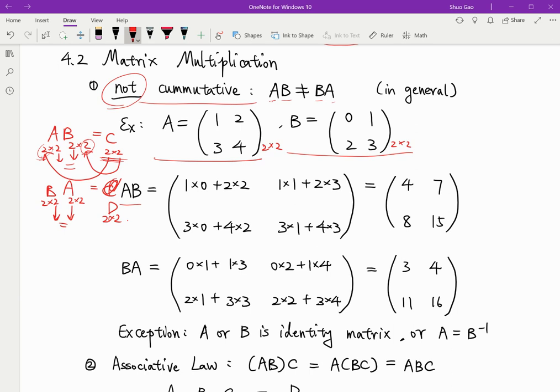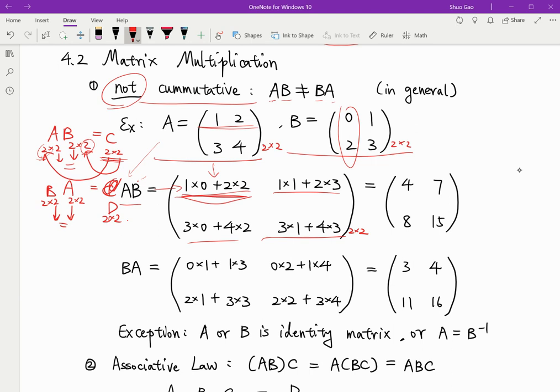So A times B, as I said, is a 2 by 2 matrix. So we have 4 elements here: the first element, second, third, and fourth, right? When we are calculating the element at the first row and the first column, we use the first row of the first matrix. A is the first matrix, B is the second matrix. So we use the first row of the first matrix times the first column of the second matrix to get the first element here, right?